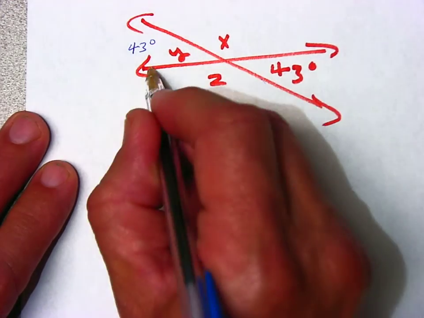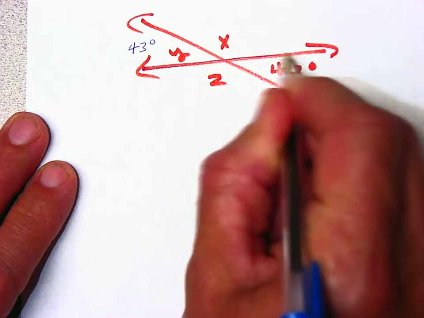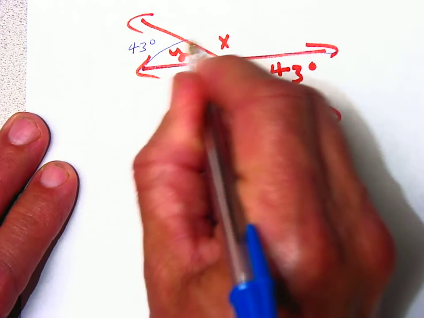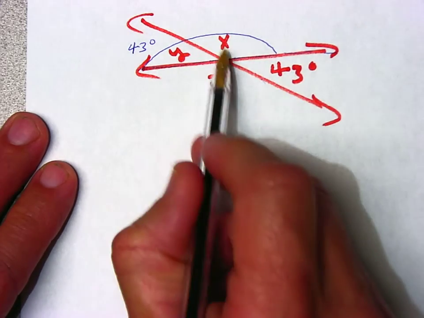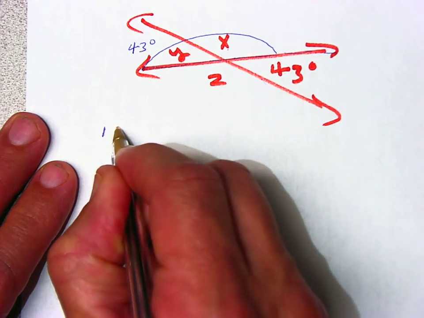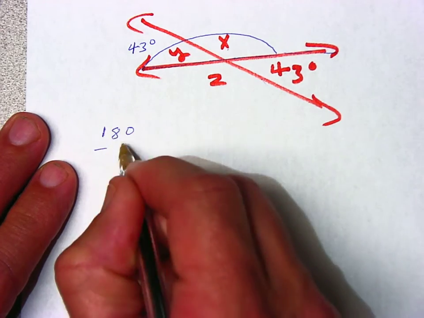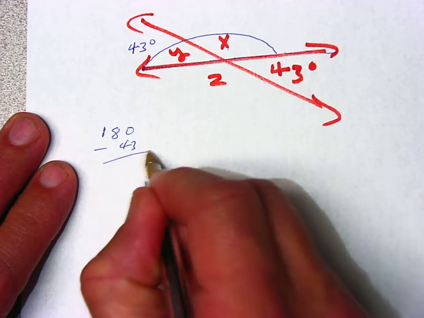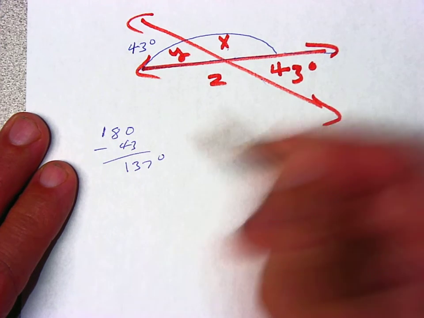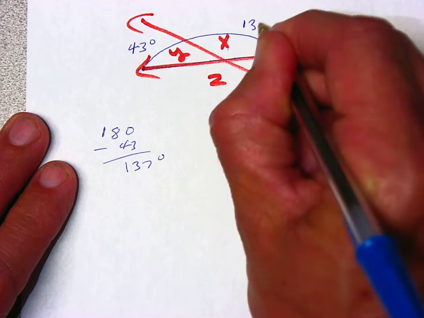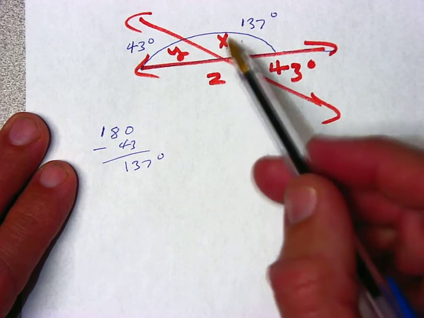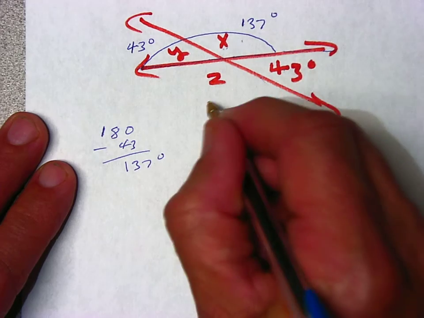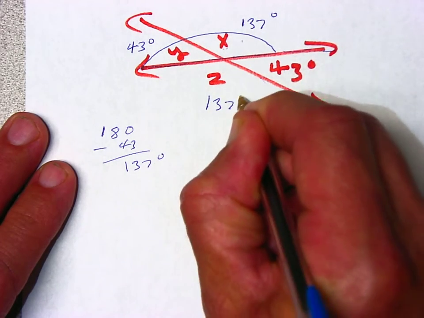Then see this nice straight edge right here? That means that this is half a circle. It adds up to 180. So to find angle x, you go 180 minus 43, and you get 137. So I'm going to put 137 degrees here. These are not vertical, but x and z are vertical, so this is also 137.